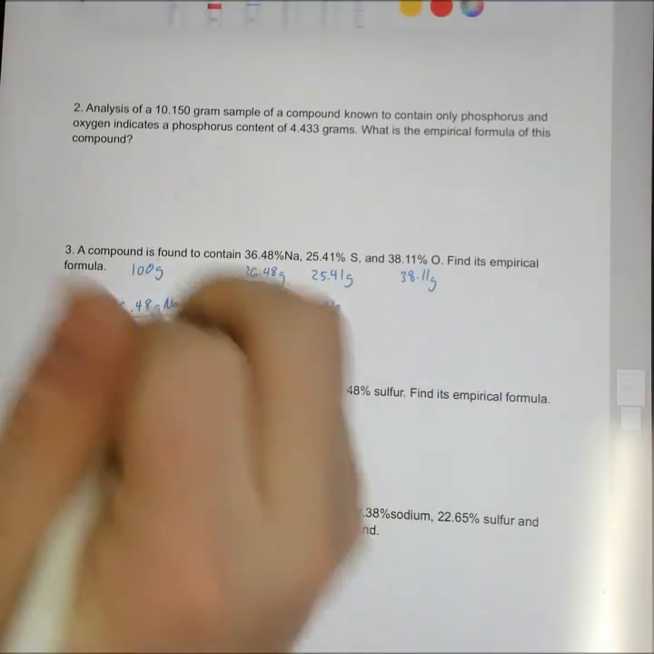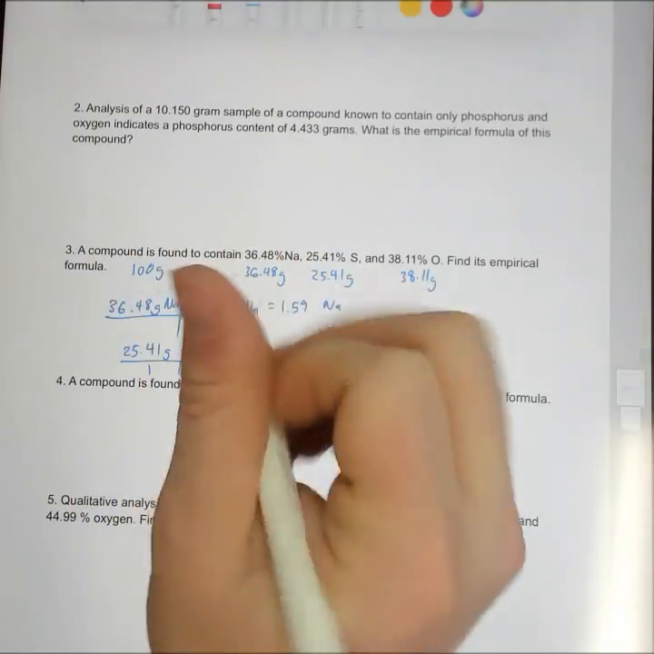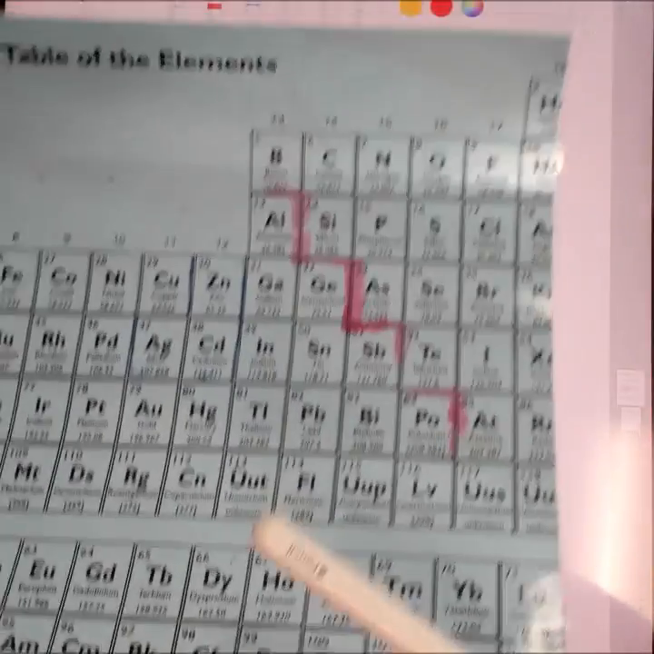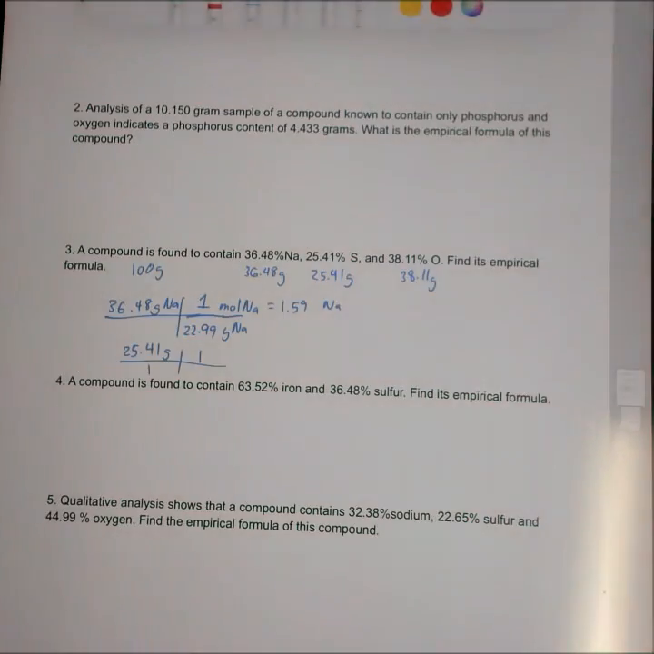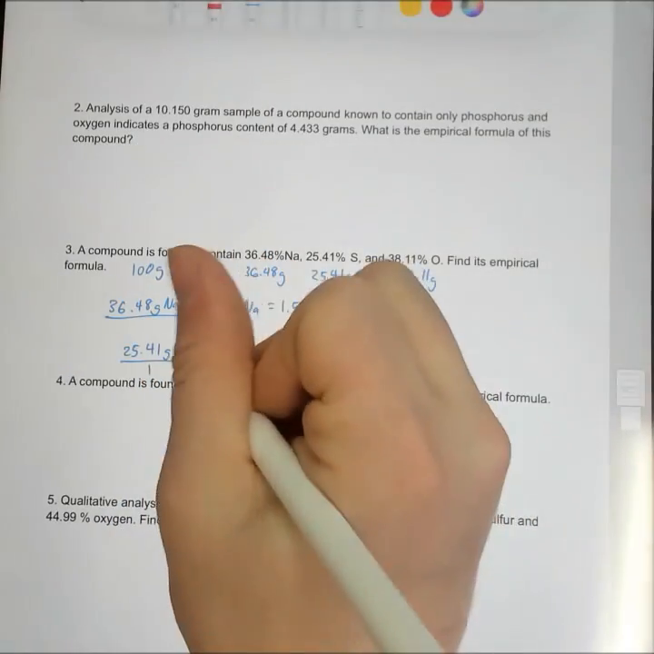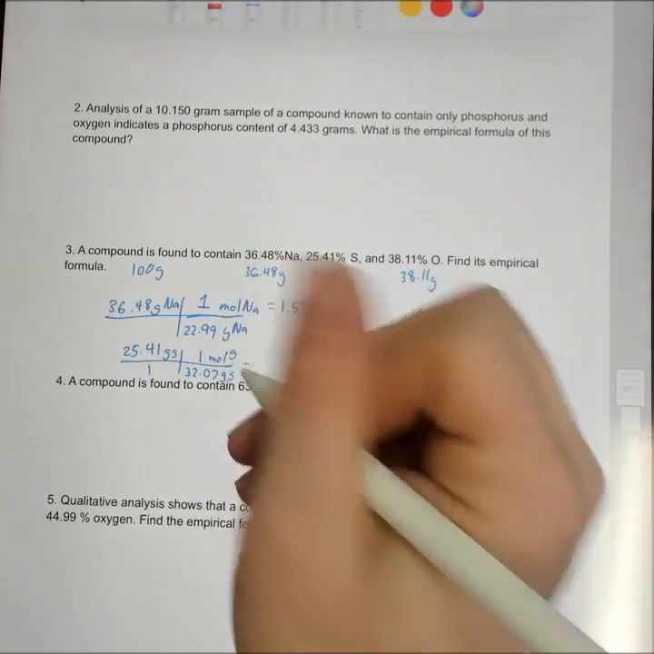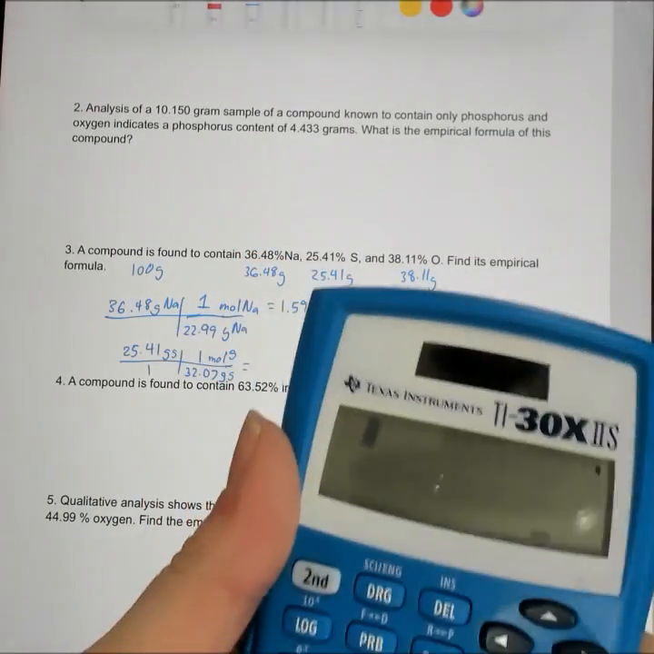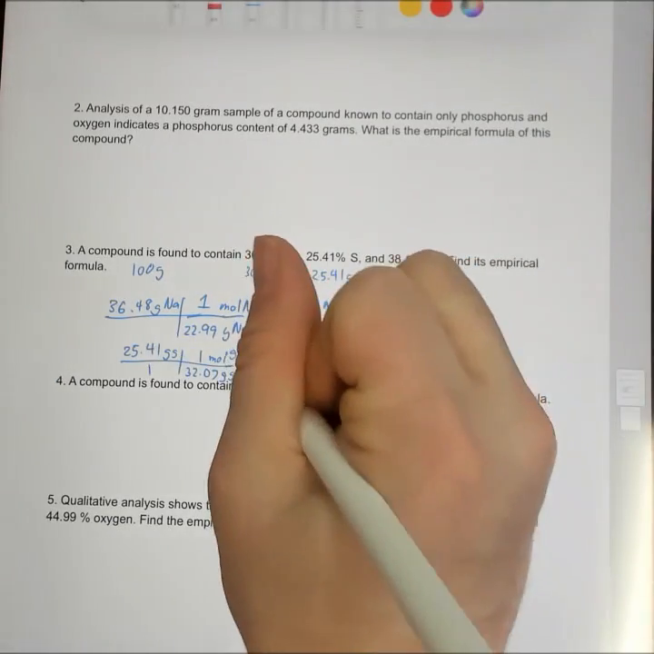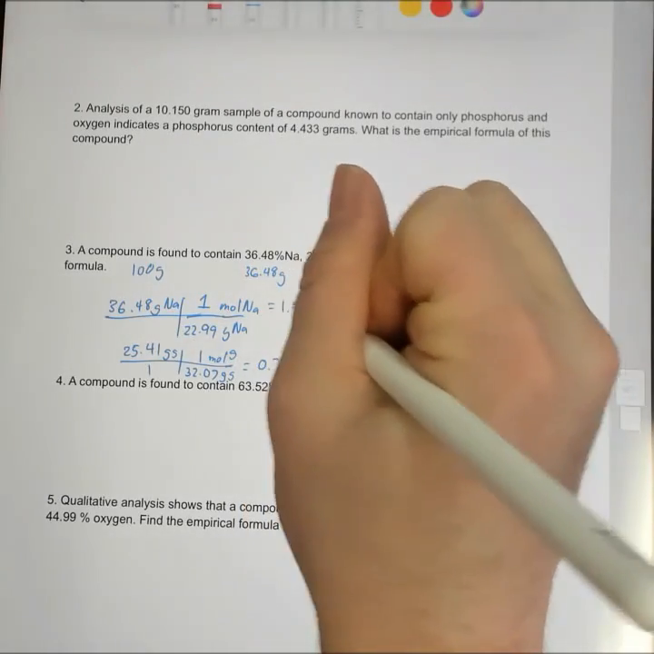Next, I'm going to do my moles of sulfur. So I got 25.41 grams, with 1 on top. Then for sulfur, the molar mass is 32.07. I'll always round to 2 decimal places, just so we're on the same page. So this is moles S. Sorry, I'm not labeling well. Don't be like me, don't pick up bad habits. So I get 25.41 divided by 32.07. Again, all I'm doing is trying to find the moles. So that's my moles of S, moles of Na.